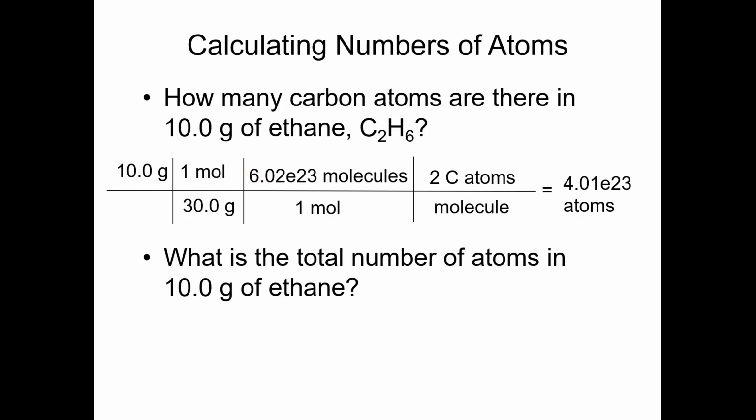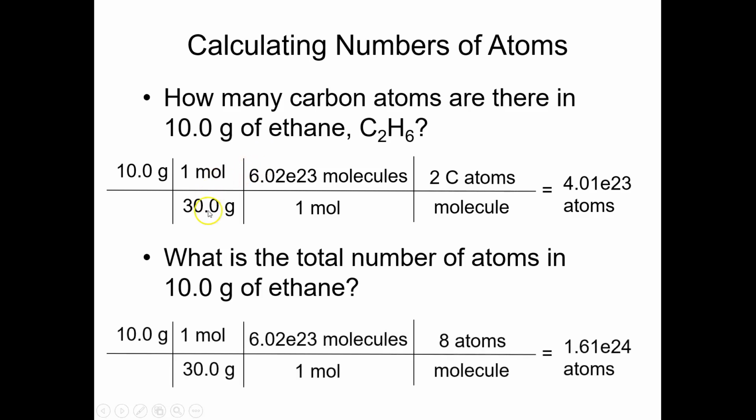What's the total number of atoms in 10 grams of ethane? Well, it starts out exactly the same. I take that 10 grams of ethane and divide by its molar mass. That tells me how many moles of ethane I have. I multiply that by Avogadro's number. That's now going to tell me how many molecules of ethane I have. And then, because there are a total of 8 atoms, 2 carbons and 6 hydrogens, in every molecule of ethane, I've got to multiply by that conversion factor, and that gives me 1.61 times 10 to the 24th atoms.